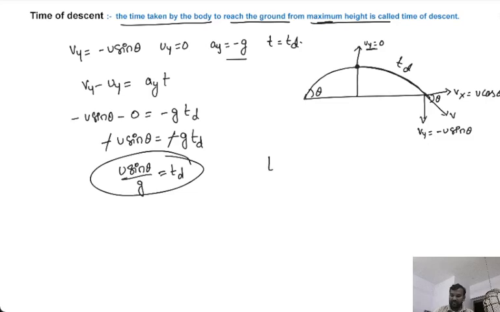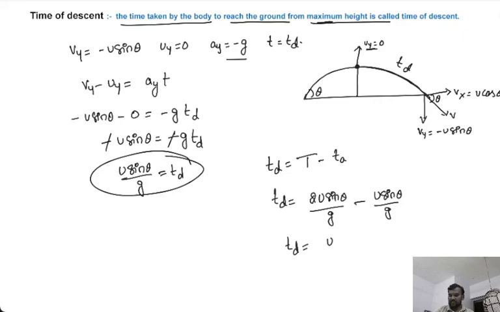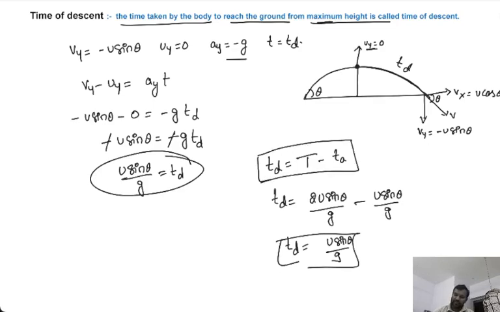So time of descent is equal to time of flight minus time of ascent. So td is equal to the time of flight formula, 2u sin theta divided by g, minus the time of ascent formula, u sin theta divided by g. Then time of descent is equal to u sin theta divided by g. So another formula for time of descent is time of flight minus time of ascent.